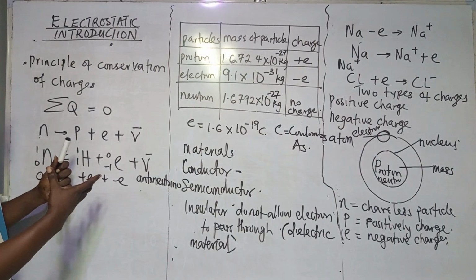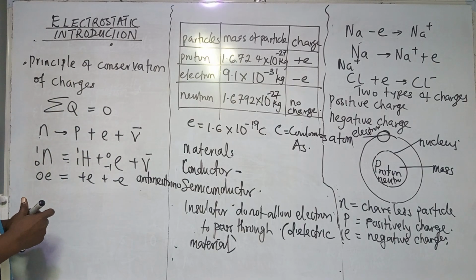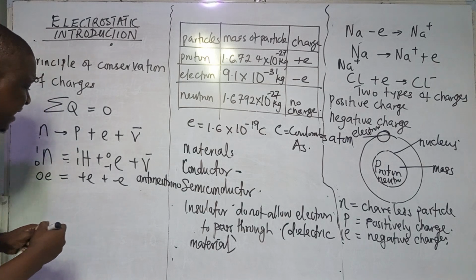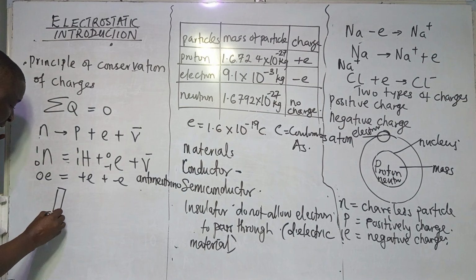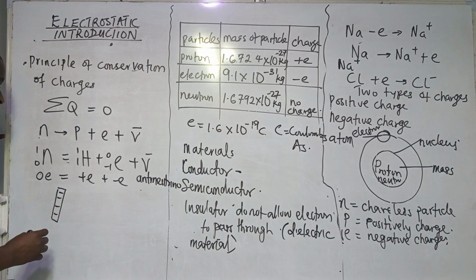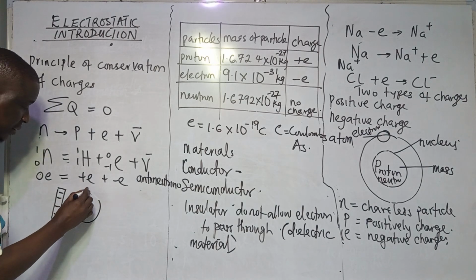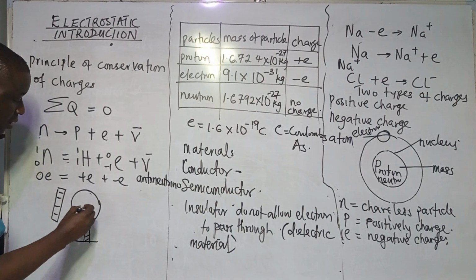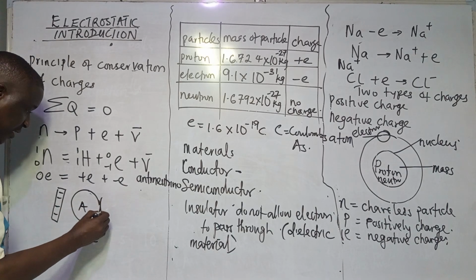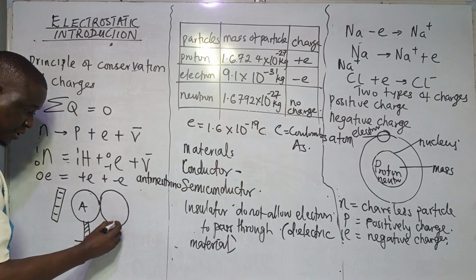Now, after knowing this, what about other things we can talk about? We have conservation of charges. Now, if I have a positive charged rod here, and a conductor here, let's say A, and I have an insulator, another one here, placed side by side in contact, B.